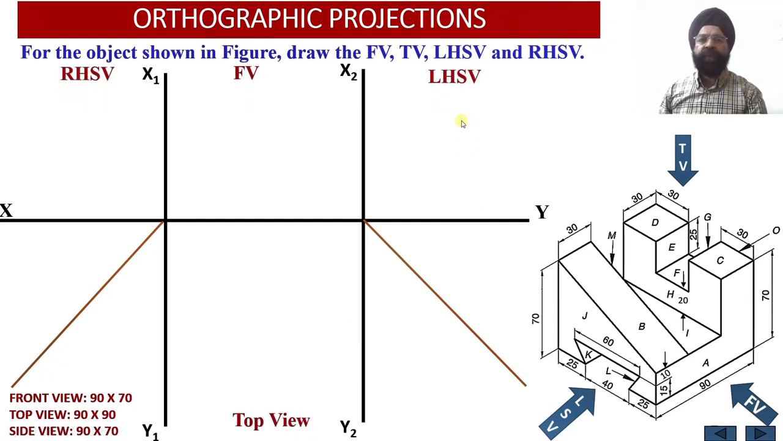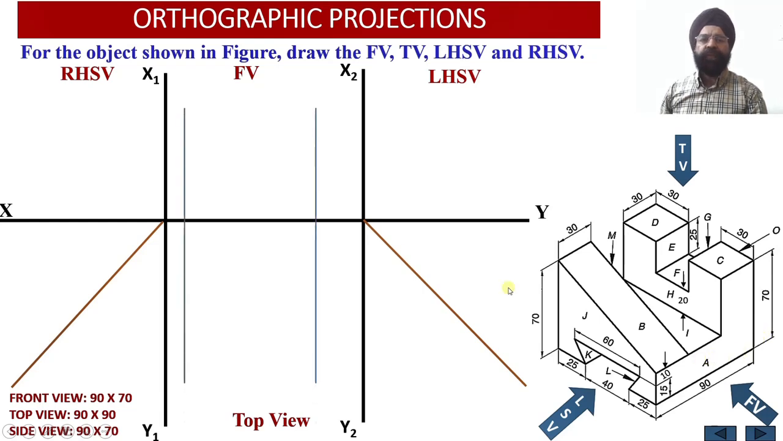Now let us start with the construction of the front view first of all, and we are going to draw the front view face, the top view face and the side view face on the right hand side as well as on the left hand side view over here. So we know that the dimensions of the front view face happen to be 90 millimeter by 70 millimeter. So this is the width of the solid which is equal to 90 millimeter. This is the height of the solid which happens to be 70 millimeter.